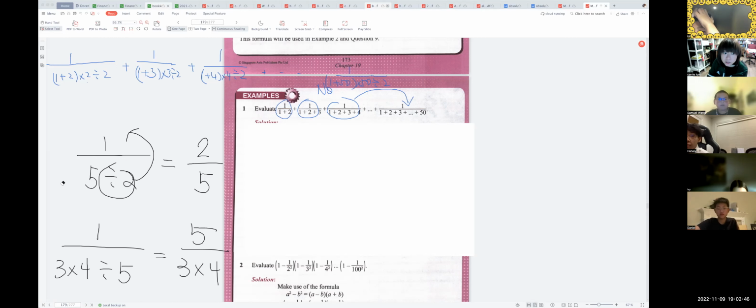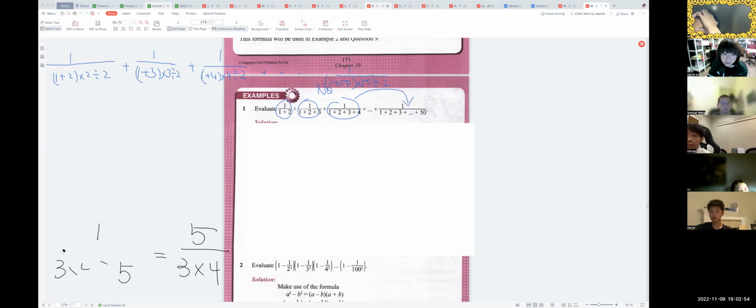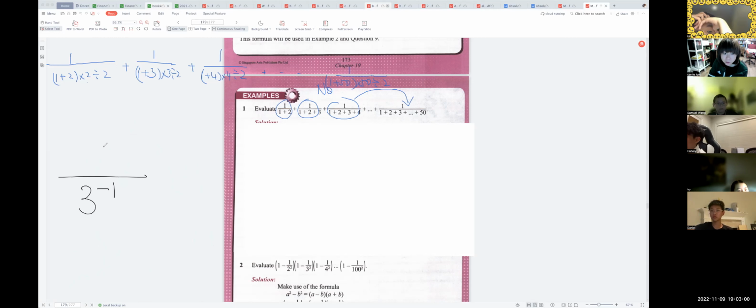This is going to be helpful when you are in grade 11, because you're going to learn something called exponents. And when you have exponents, you're going to see a lot of questions like that. Just to give you an example, 3 to the negative 1, or 1 over. So that means what? That means 3.